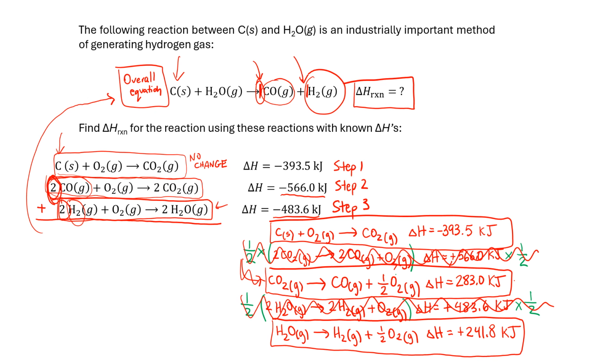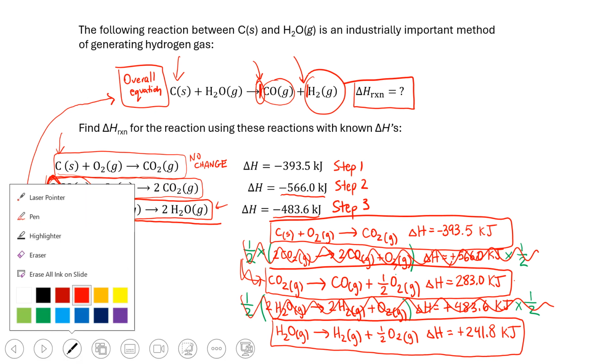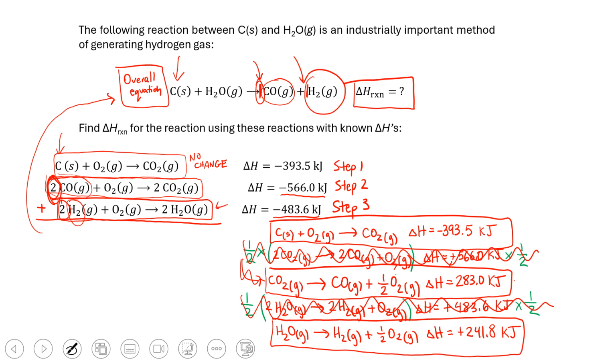Now remember what we got to do. We got to add these up. But before we add it up, let's see which things get crossed out. Which of these products or reactants get crossed out. Well, take a look. CO2 is in the products, right? And CO2 is in the reactants. So these cross out.